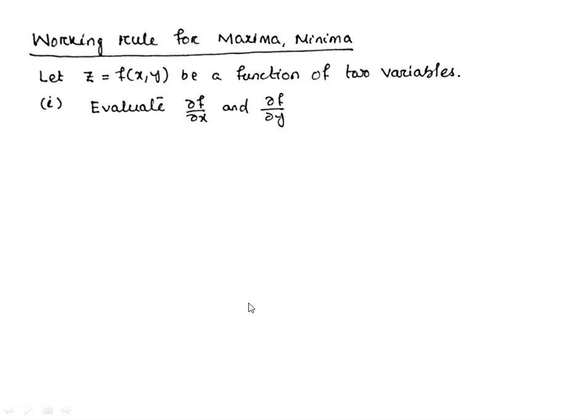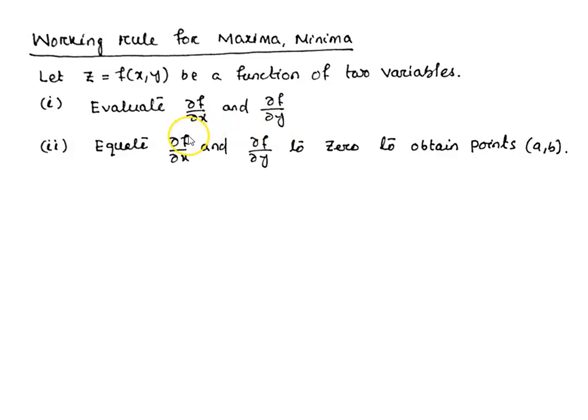Now let us summarize what we have studied in this lecture: the working rule for maxima and minima. Let z equal f(x, y) be a function of two variables x and y. The first step is to evaluate the partial derivative of the function f with respect to x and the partial derivative of f with respect to y. Then, in the second step, we equate the partial derivative del f by del x to 0 and del f by del y to 0. We equate these two partial derivatives to 0 to obtain the point (a, b).